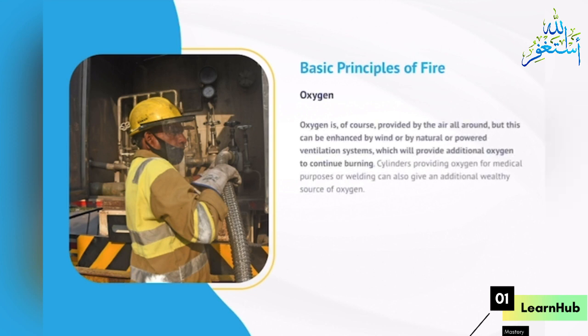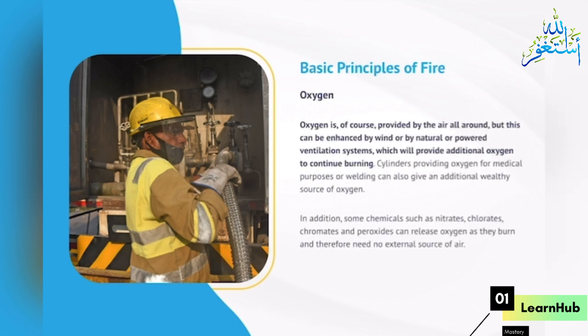Oxygen. Oxygen is, of course, provided by the air all around, but this can be enhanced by wind or by natural or powered ventilation systems, which will provide additional oxygen to continue burning. Cylinders providing oxygen for medical purposes or welding can also give an additional source of oxygen. In addition, some chemicals such as nitrates, chlorates, chromates and peroxides can release oxygen as they burn and therefore need no external source of air.